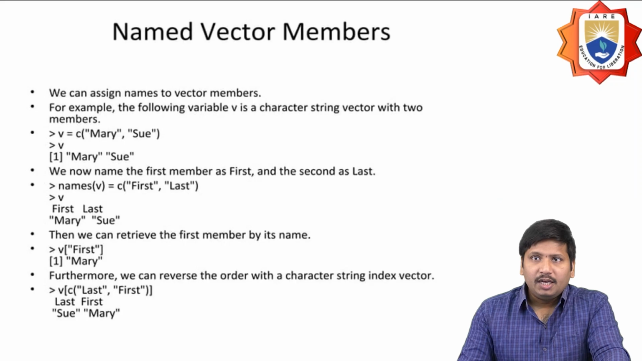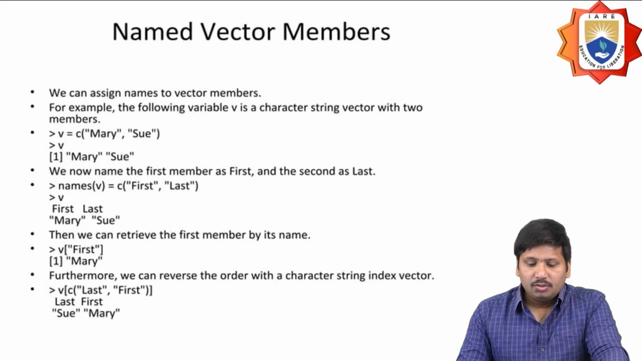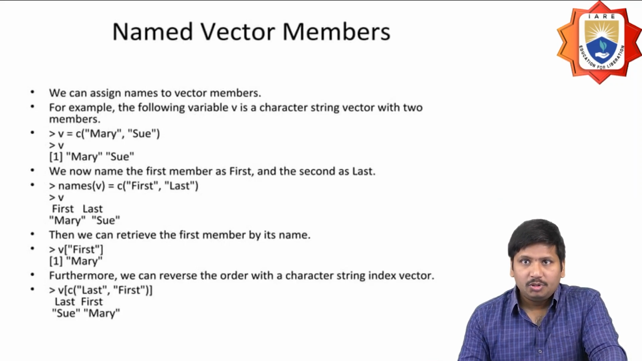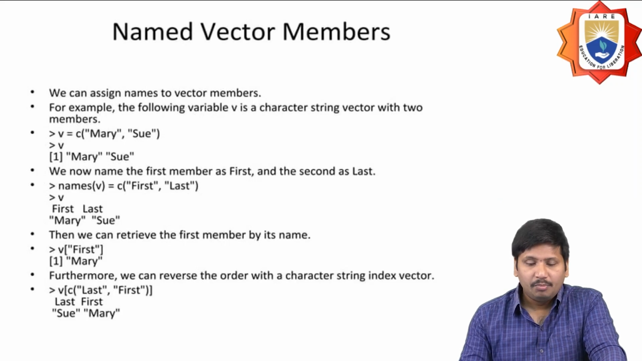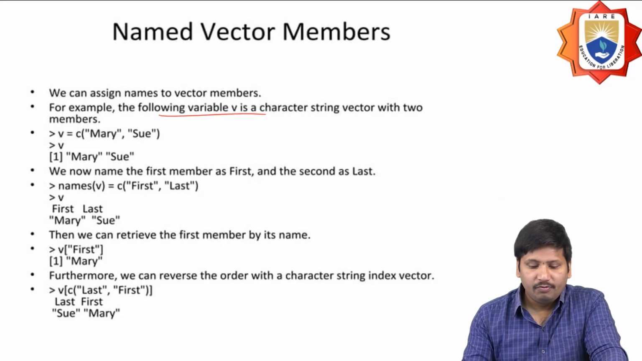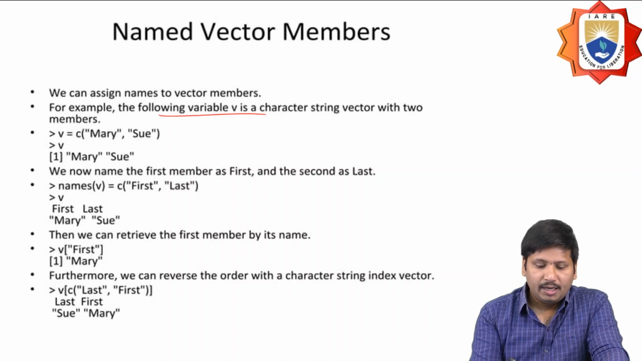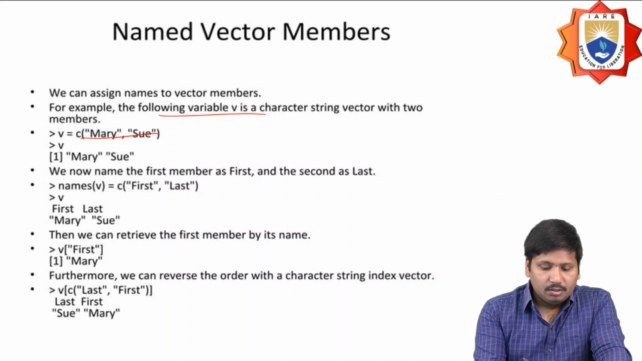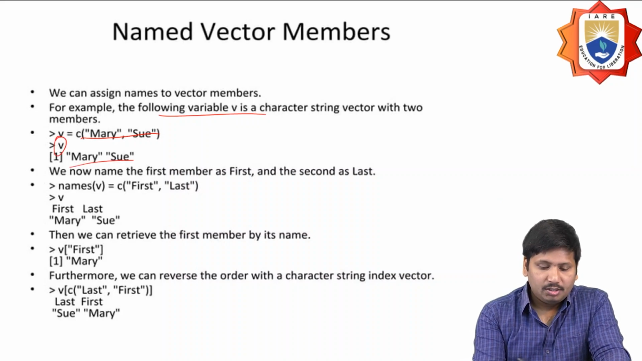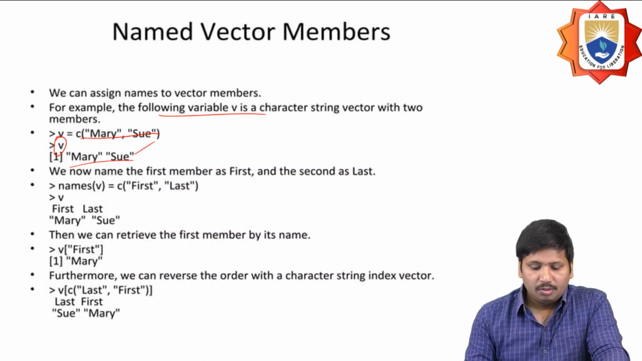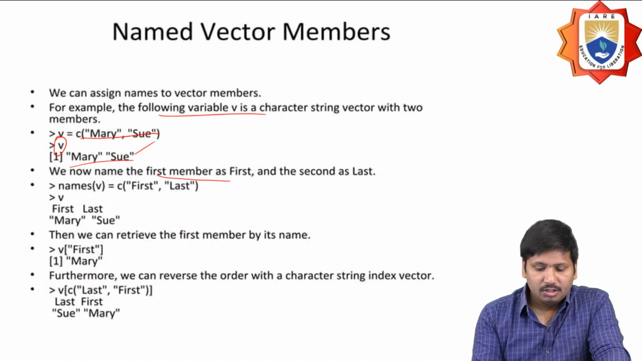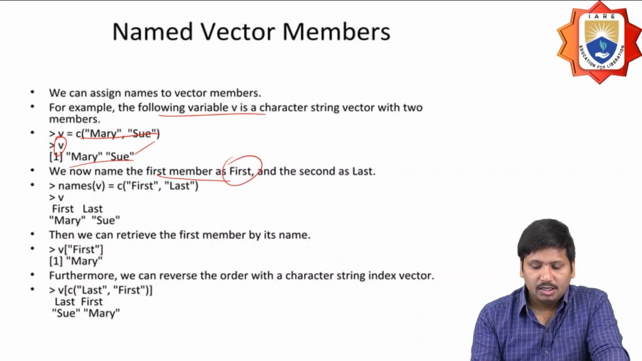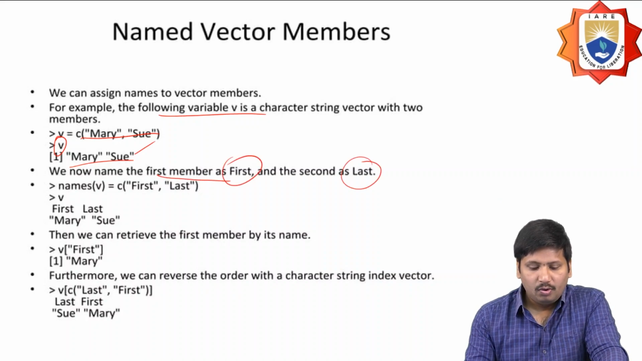The next one is naming vector members. That means we can assign names to the vector members also. For example, if I have a variable v, a character string vector with two members, Mary and Sue, and I just mention this object, I get the values. Suppose I want to change the names, so that the first member is named first and the second member is named last.